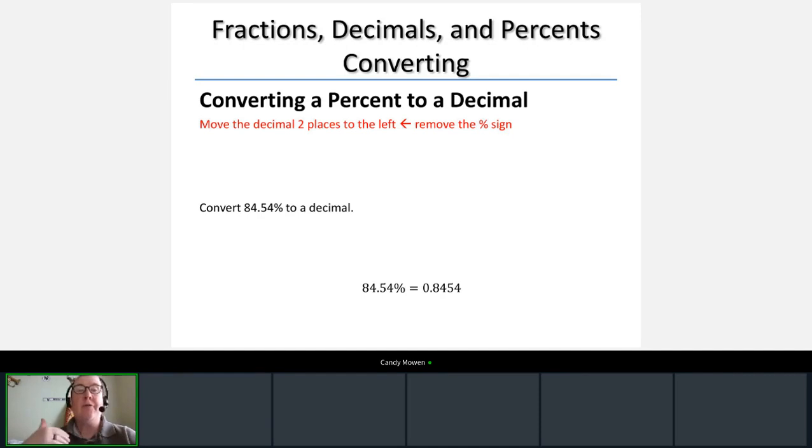So if you're converting a decimal to a percent, move it to the right two places. If you're going from a percent to a decimal, wipe away the percent sign and move it two places to the left.